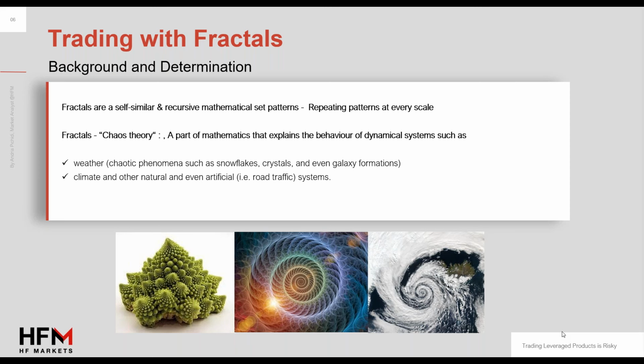First of all, think of fractals like a geometrical shape, okay? A shape that is self-similar. What I mean is a shape that you can see as a whole, okay? But if you go to a smaller scale, you can see the same shape again and again.